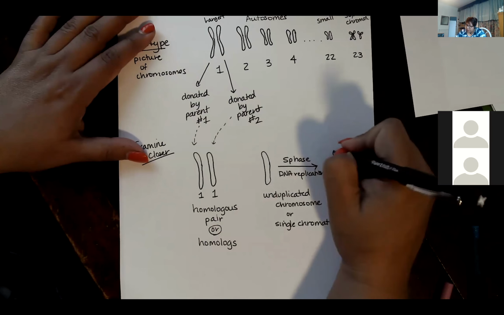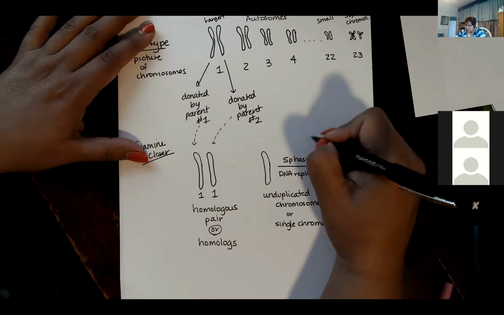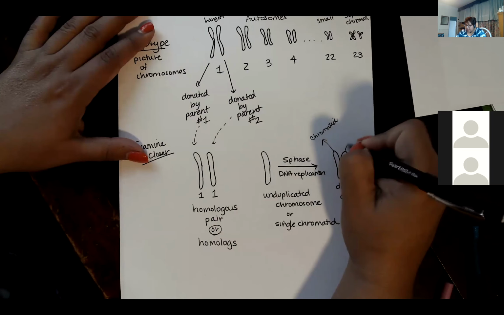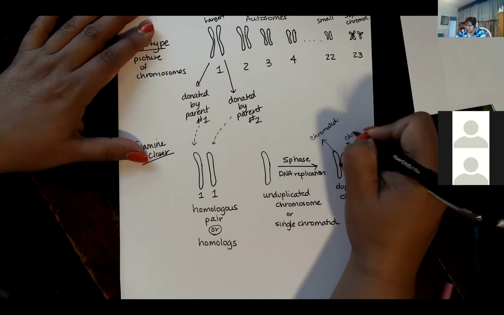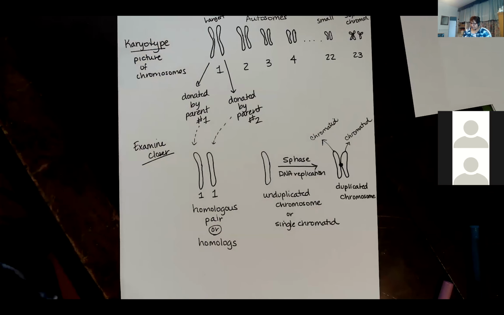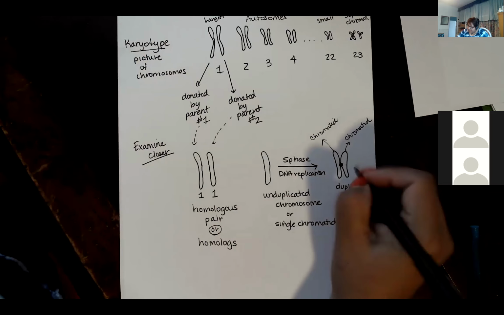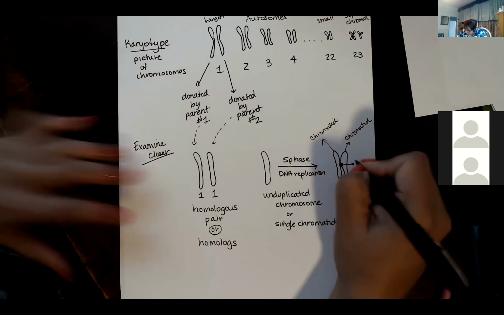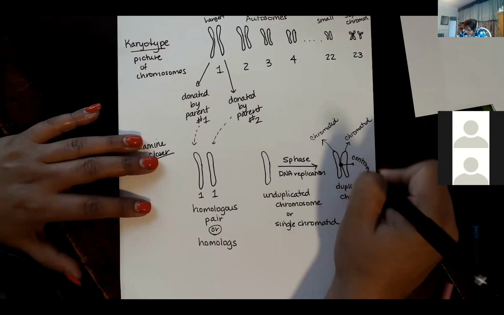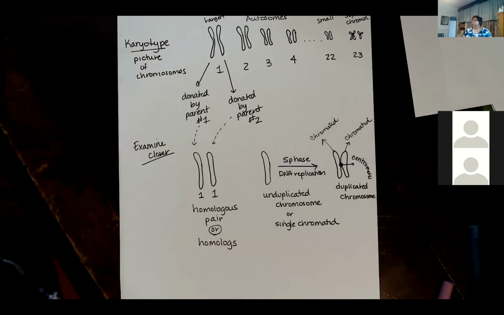And a duplicated chromosome is made up of one chromatid and its sister chromatid. And the place where the two chromatids touch is the centromere.